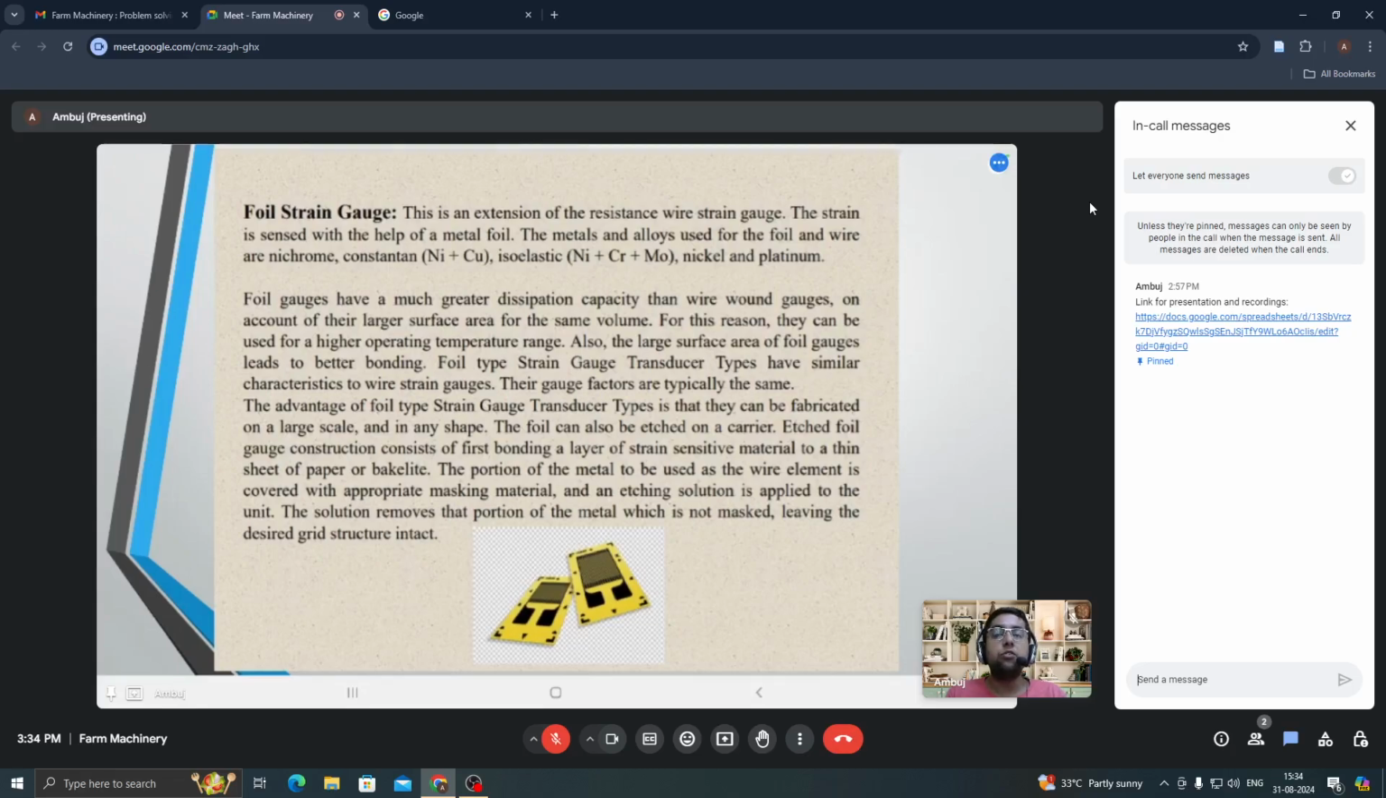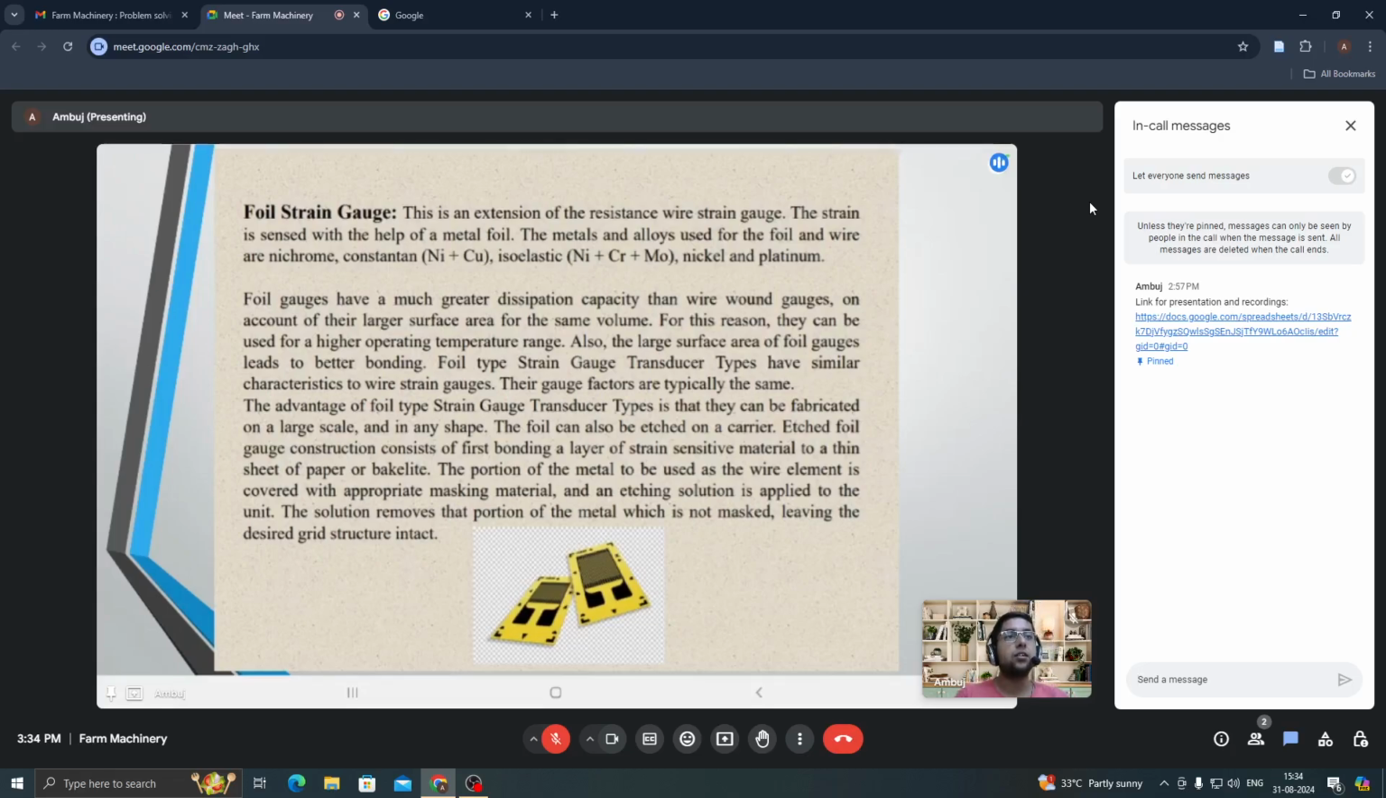The advantage of foil type strain gauge transducers is that they can be fabricated on a large scale and in any shape. Foil can also be etched on a carrier. Etched foil gauge construction consists of first bonding a layer of strain sensitive material to a thin sheet of paper or bakelite. The portion of the metal to be used as the wire element is covered with appropriate masking material. The etching solution is then applied. The solution removes the portion of the metal which is not masked, leaving the desired grid structure.